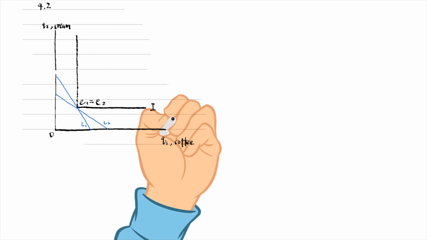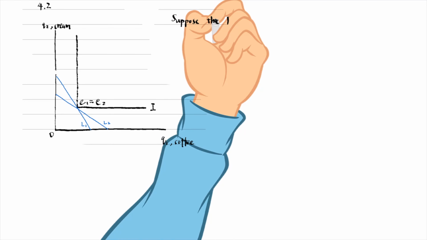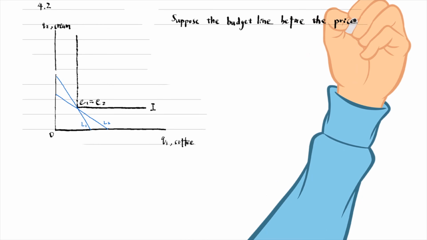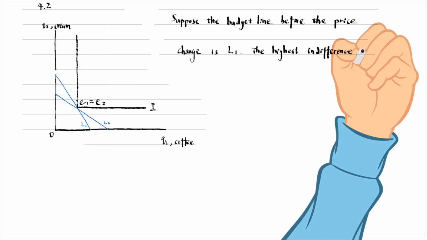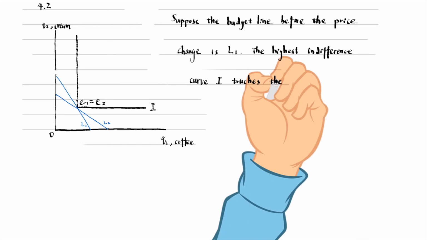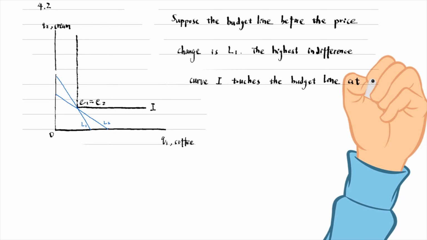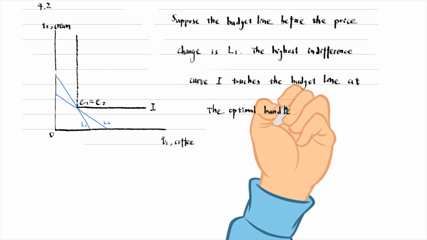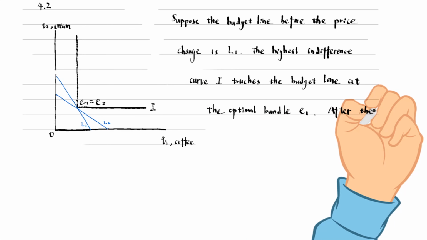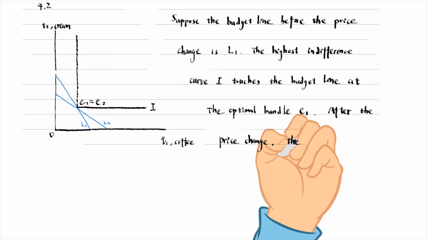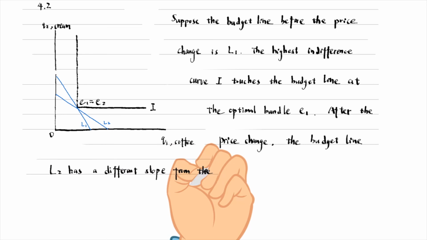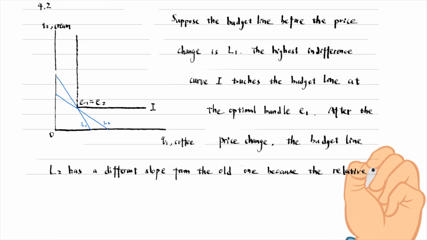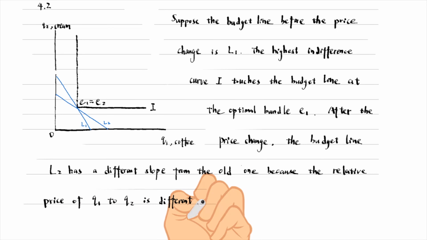As shown in the diagram, the budget line before the price change is L1. The highest indifference curve, I, touches the budget line at the optimal bundle E1. After the price change, the budget line L2 has a different slope, because the relative price of Q1 to Q2 is different.